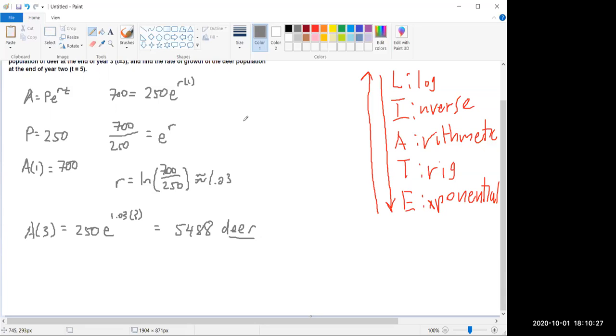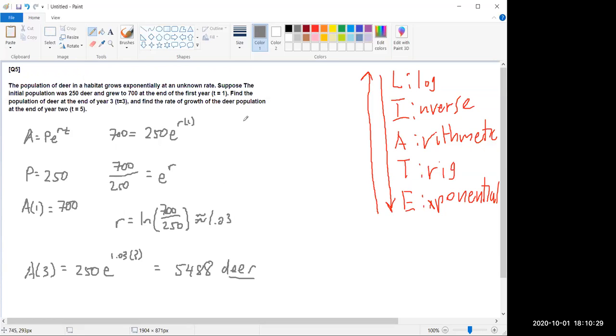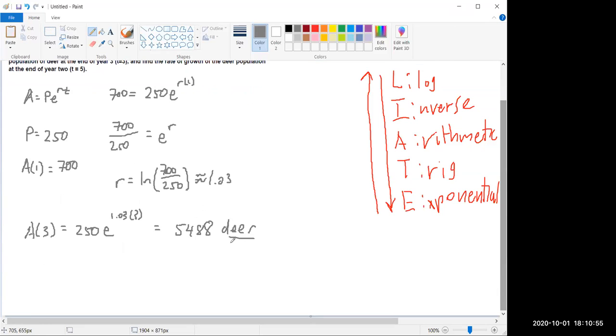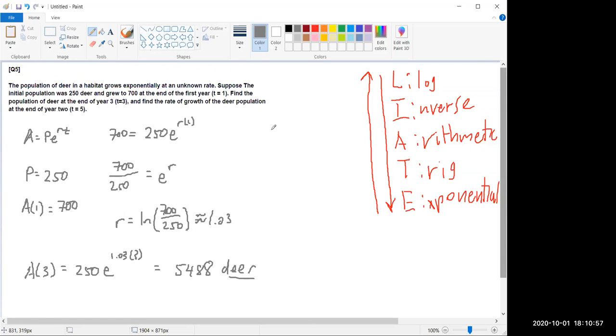The second part of the question says to find the rate of growth of the deer population at the end of year 2, t equals 5. What? Yeah, year 2 is not t equals 5. Year 2 is t equals 2. T equals 5 is year 5. Sorry, that must be another typo. But that's not really the important part here.